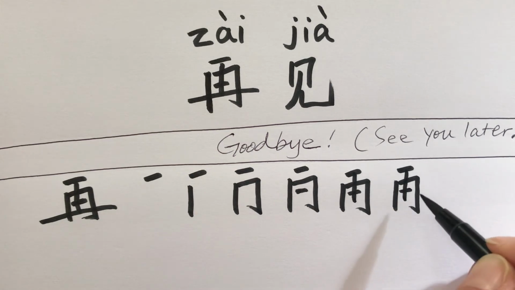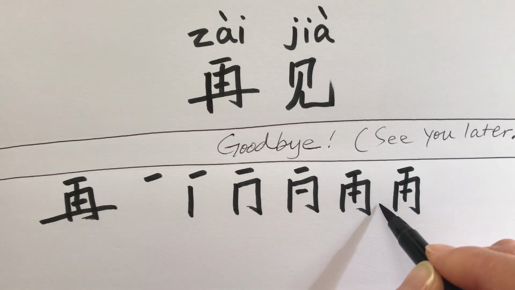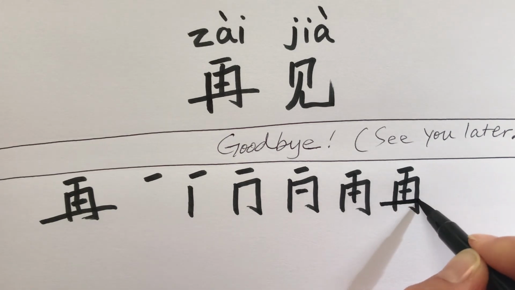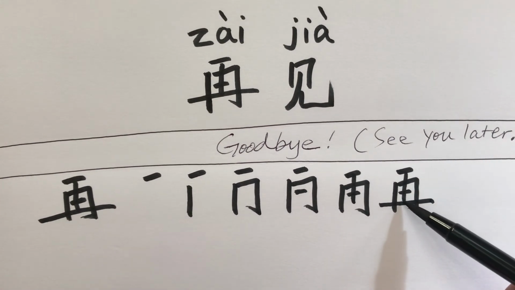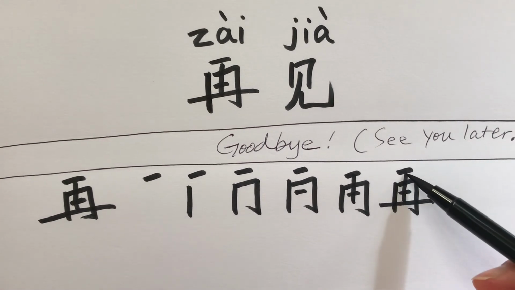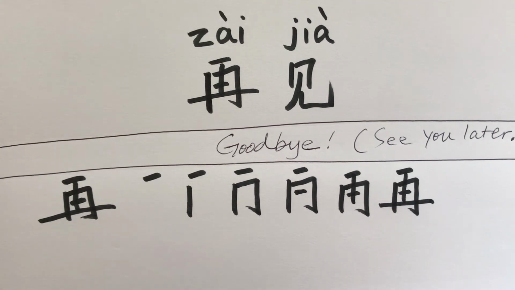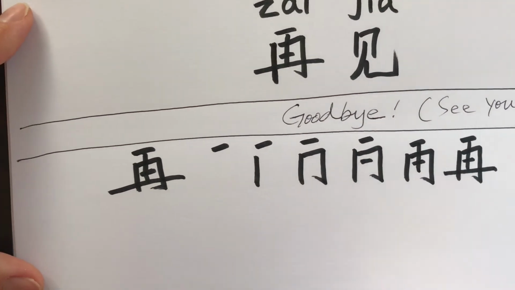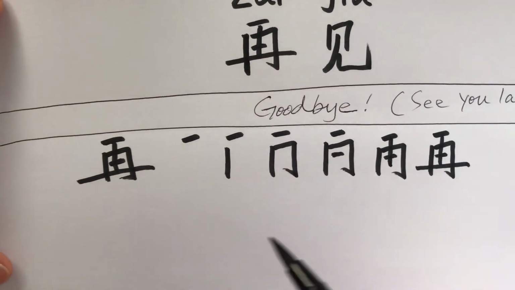Up to this point. And then the last stroke is a long horizontal line across all the sections to finish up. Make sure it's covering the tip of this center line. Don't let this go through here. That's very important. 再. This is a little challenging to write.